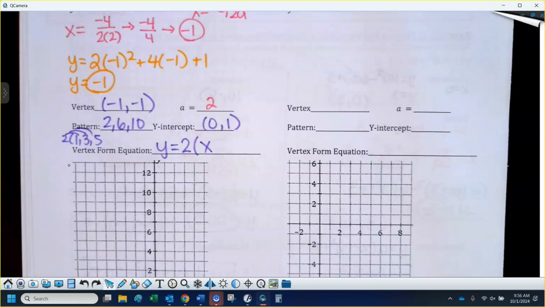Oh my goodness, everyone's so quiet today. Would I have +1 or -1 inside the parentheses if I was doing my vertex form? Riley, what do you think?